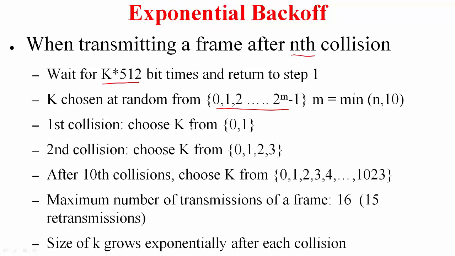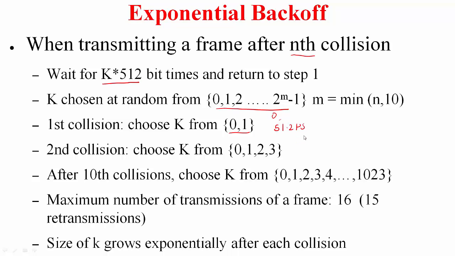Then this node is going to choose a k between 0 and 1. If it chose a value of k equal to 0, then it is going to attempt transmission of the frame right away after waiting for that 9.6 microseconds. Whereas if it were to choose a value of 1, it will wait for 51.2 microseconds and then attempt the transmission. But during this time, if it were to detect that the channel was busy again because someone else chose a value of 0, then it will again have to wait till the channel becomes idle and then repeat the process.